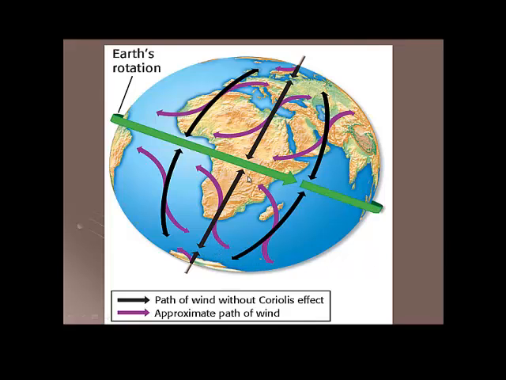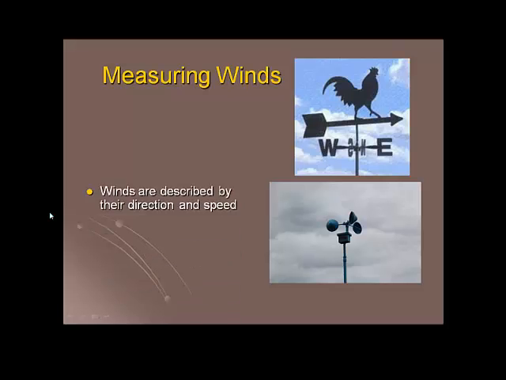And here the black lines represent the direction that the wind would blow if the Earth were not rotating, and the purple lines show the Coriolis effect on the winds.